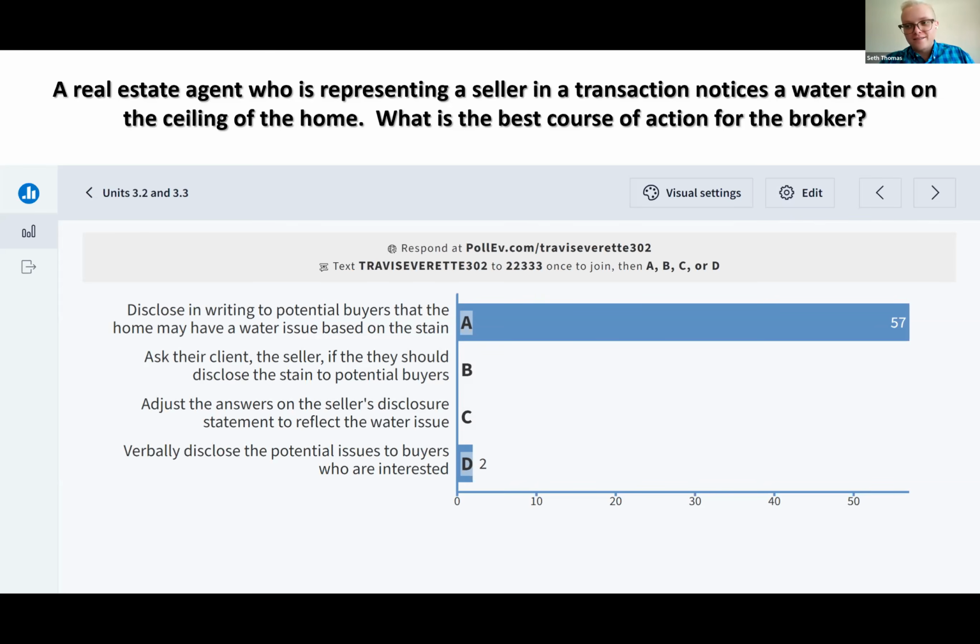That's it. The root of it is, who am I disclosing to? Am I disclosing to my client or to my customer? If I'm disclosing to my client, I don't need to go any further. The answer is yes, disclose, whatever it is. But if I'm disclosing to a customer, I have to stop and say, only if it's a what? Material. Only if it's a material fact.